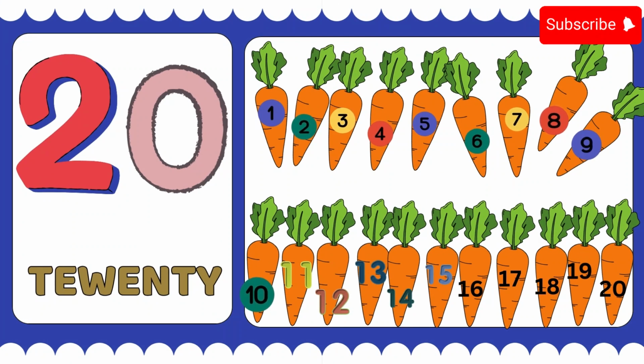20. Can you say it with me? 20. The spelling of 20 is T-W-E-N-T-Y. Let's count carrots. 1, 2, 3, 4, 5, 6, 7, 8, 9, 10, 11, 12, 13, 14, 15, 16, 17, 18, 19, 20. 20 carrots.